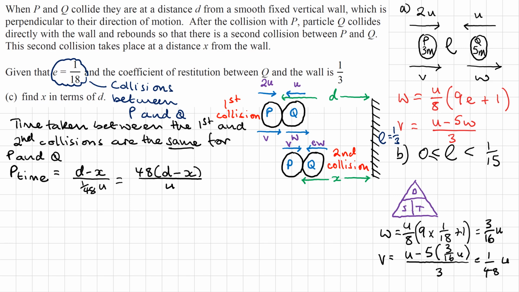We're now going to do the same for Q. Now with Q, we're going to have to split up its journeys, because there's one journey that it makes going towards the wall at a speed of w, or 3 over 16. But when it returns from the wall, it returns at a different speed, because we need to do e times 1 over 48u. So we're going to work out the time it takes for Q to get towards the wall, the time it takes for it to rebound from the wall, and then add the two together. So I've called this the Q time to the wall. So the time is going to be the distance, which is d, divided by the speed that it's going towards the wall, which is w, which is 3 over 16u. We'll simplify that, and that gives us 16d over 3u.